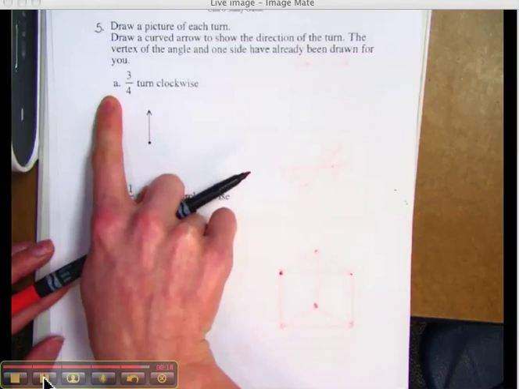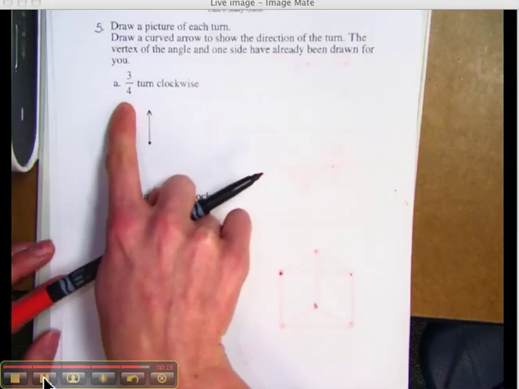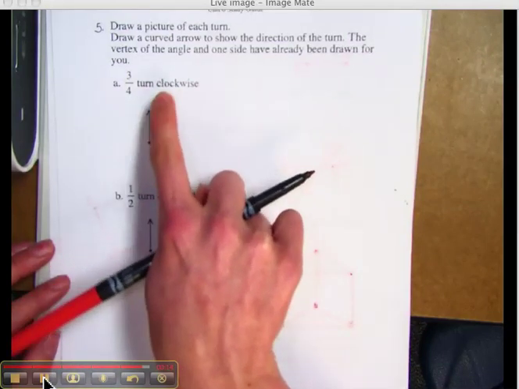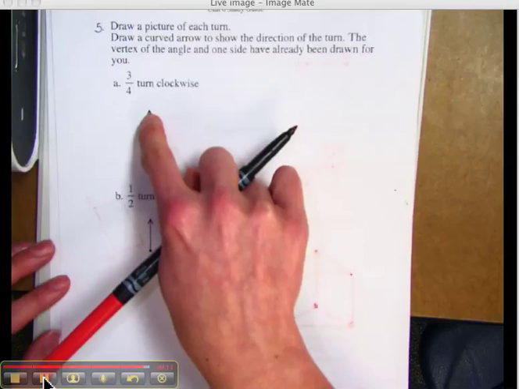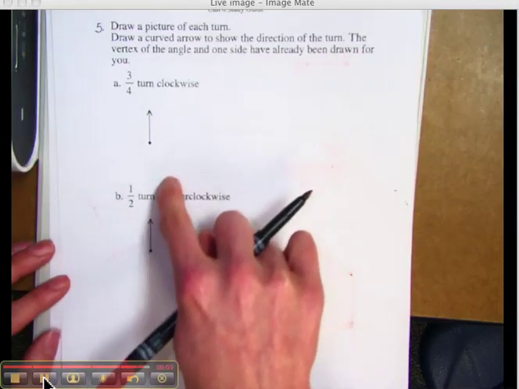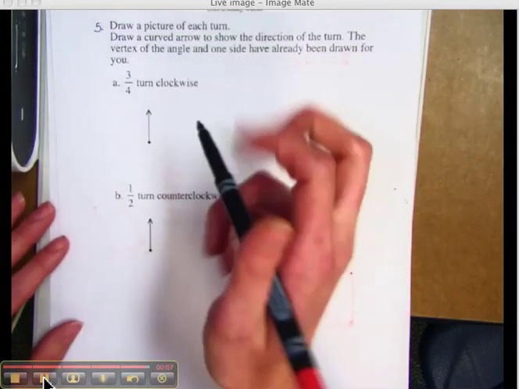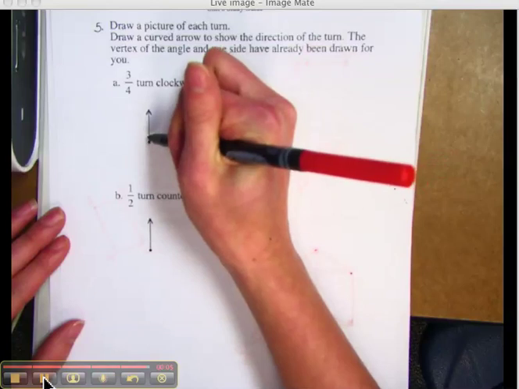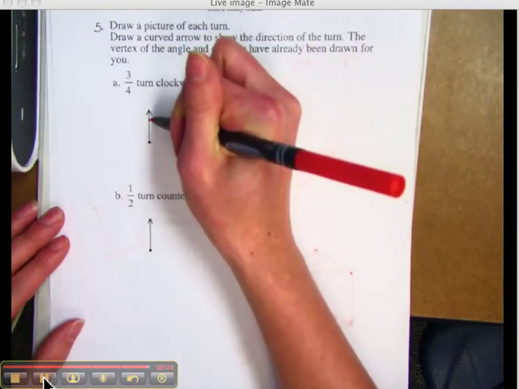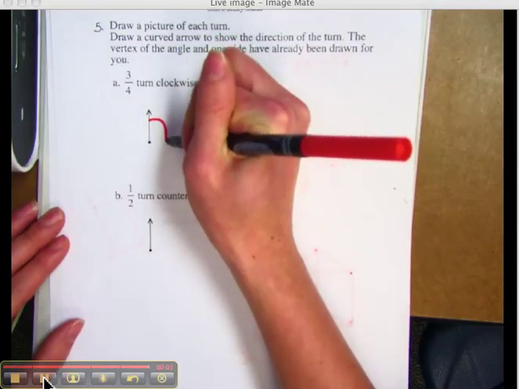Letter A asks us to draw a 3/4 turn clockwise. I remember that clockwise is this way. So I'm going to draw 1/4 of a turn clockwise would be right here.